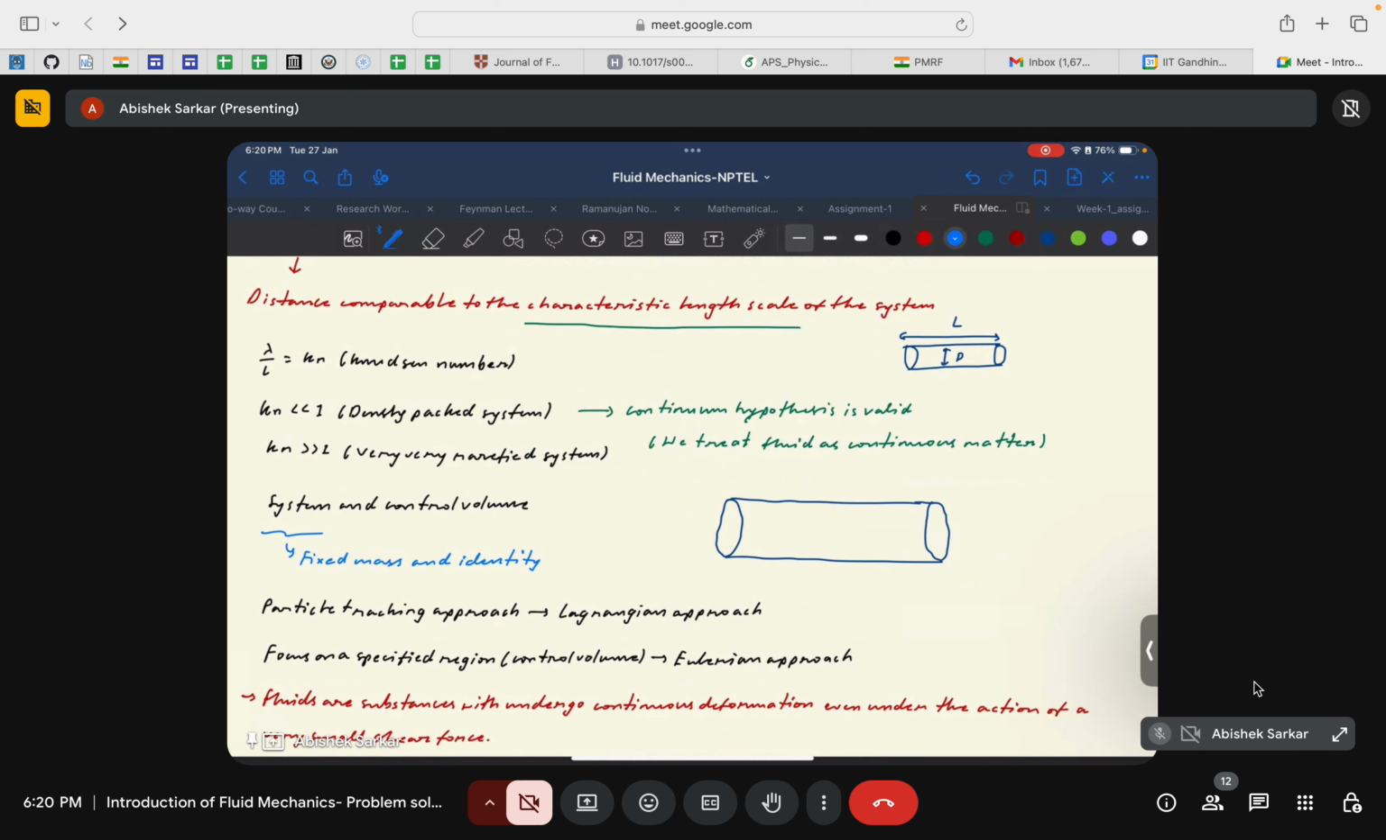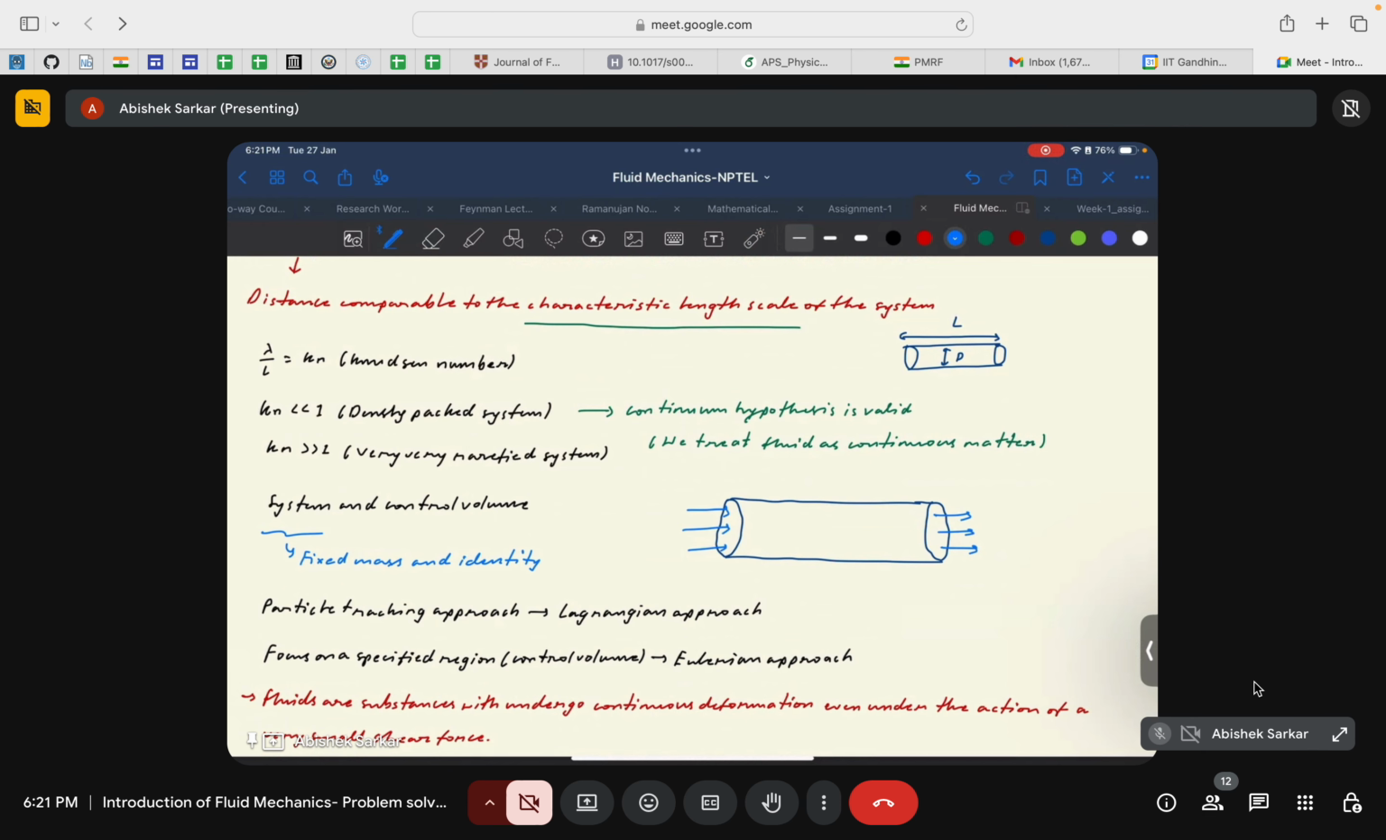So for example, by now you have understood that the control system approach would basically be aligned towards the microscopic approach. Okay, for example, there is a flow through this pipe. This is the inlet, this is the outlet. And of course there are a large number of fluid molecules that pass through the pipe. As mentioned, a control system would be of fixed mass and identity.